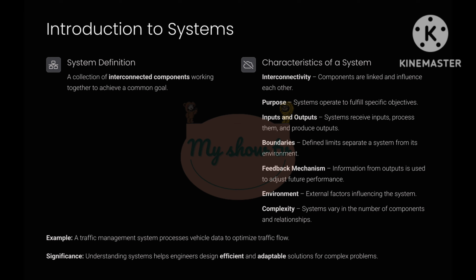6. Feedback. Many systems rely on feedback loops where outputs influence future inputs, ensuring stability and improvement. 7. Goal-oriented. Systems are designed to perform specific functions or achieve particular outcomes. Example: in a computer system, the input is user data, the process involves computation, and the output is displayed results. Significance. Understanding systems helps engineers design better processes, optimize performance, and troubleshoot complex problems.